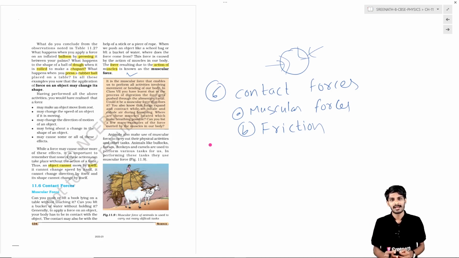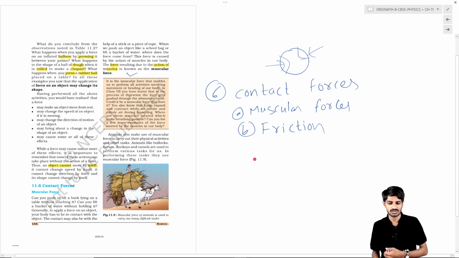Our muscles help us to give that force. Basically, what is meant by muscular force is force due to the action of muscles. Force due to the action of muscles is called muscular force. Basically you have seen this image. These are cows carrying heavy weights. Here we are using the muscular force of cows to drag or to move these heavy weights.